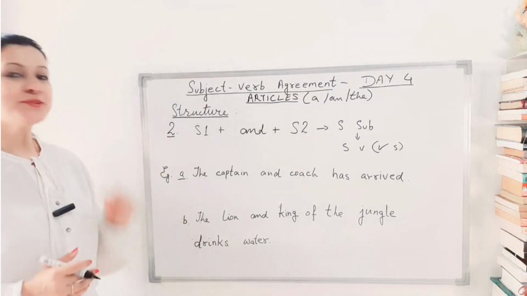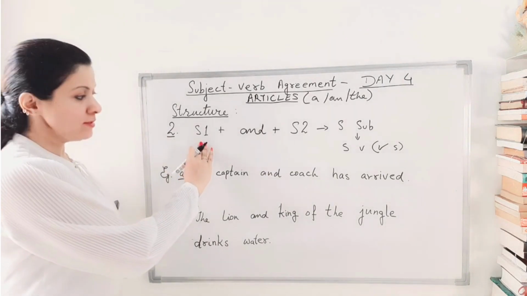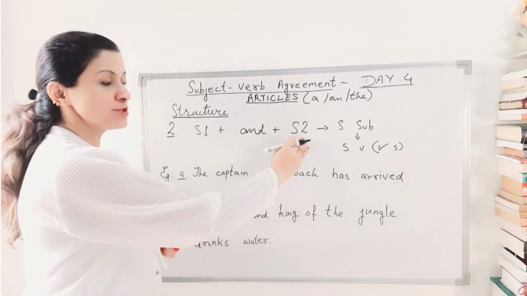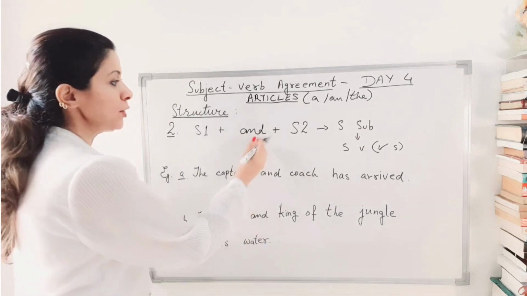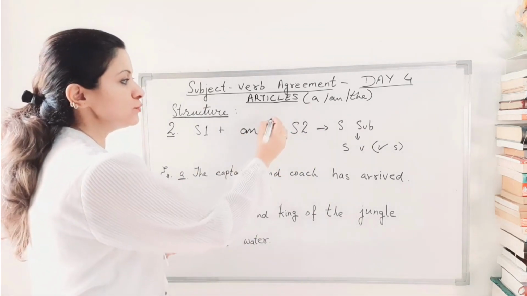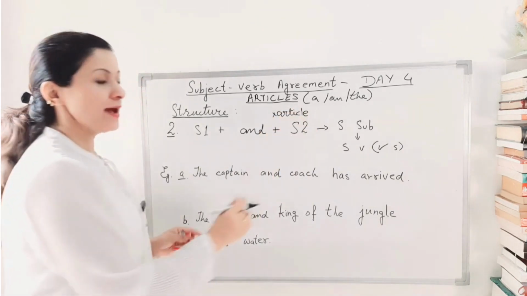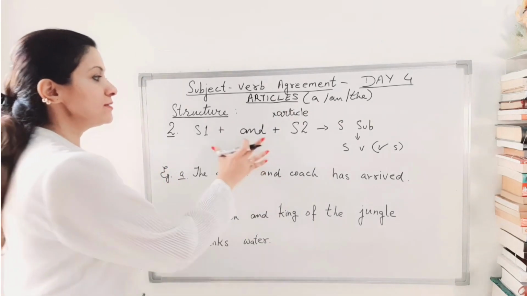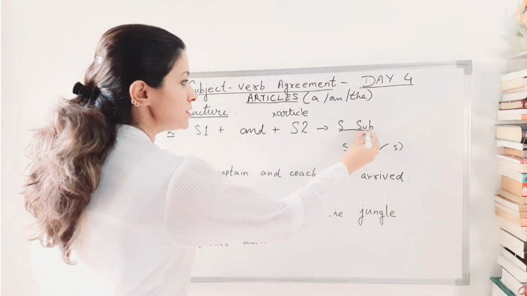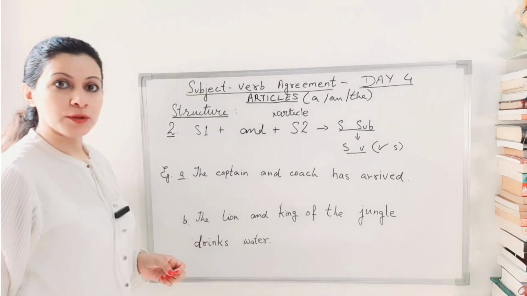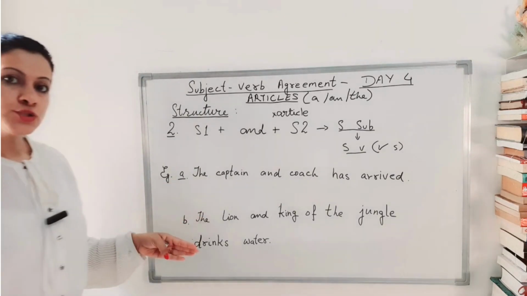Okay, let us look at rule 2 now. According to rule 2, if we have subject 1 plus and plus subject 2, then it's considered as a singular subject. Why? Between and and this subject 2, we do not have any article. That's why these two are considered as one. And so we have a singular subject followed by a singular verb. And singular verbs take an S, right? Now, let us look at these two examples.